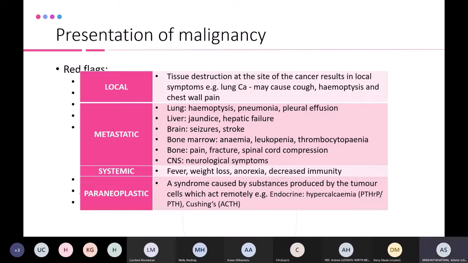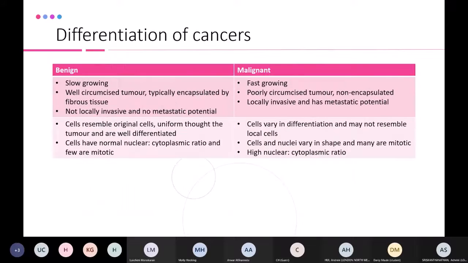Then the other thing you want to look at is the 4 different categories. So looking for local symptoms, metastatic, systemic, and looking at any indication of paraneoplastic malignancies as well. So I created this table just for your revision. And then this is just differentiating the different types of cancer.